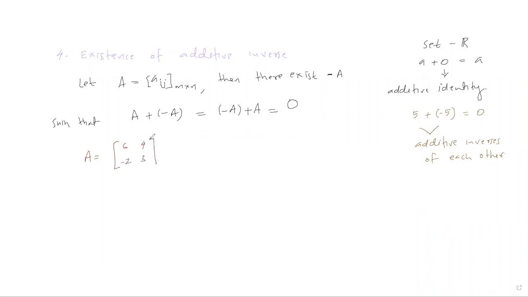6 4 -2 3, so you can see that there is a minus A which is -6 -4 2 -3. If you add these two, A plus minus A, which is 6 minus 6 is 0, 4 minus 4 is 0, -2 plus 2 is 0, 3 minus 3 is 0. So you're getting a zero matrix. So for every matrix A, there exists an additive inverse, and that additive inverse is nothing but the negative of that matrix.